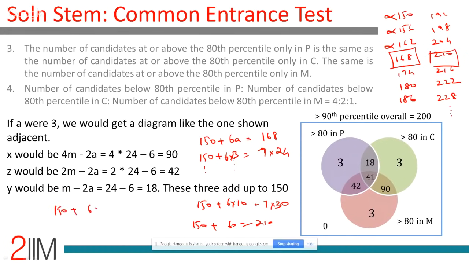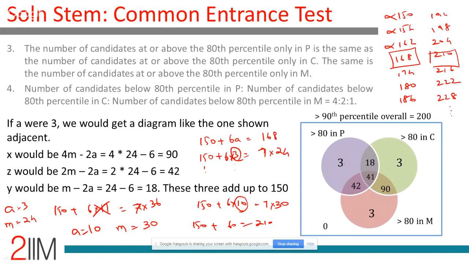150 plus 6 into 17 will be equal to 7 into 36, but this is not possible. So I have two possible values. A could be 3 or A could be 10. If A were 3, then M would be 24. If A were 10, then M would be 30. Either I have 3 and 24 or 10 and 30.